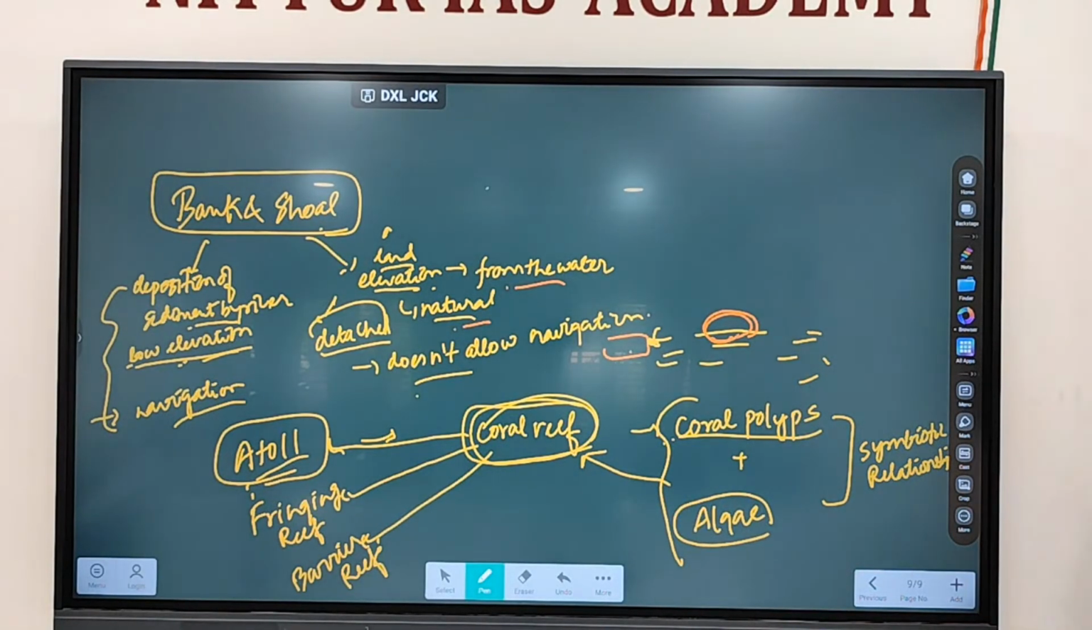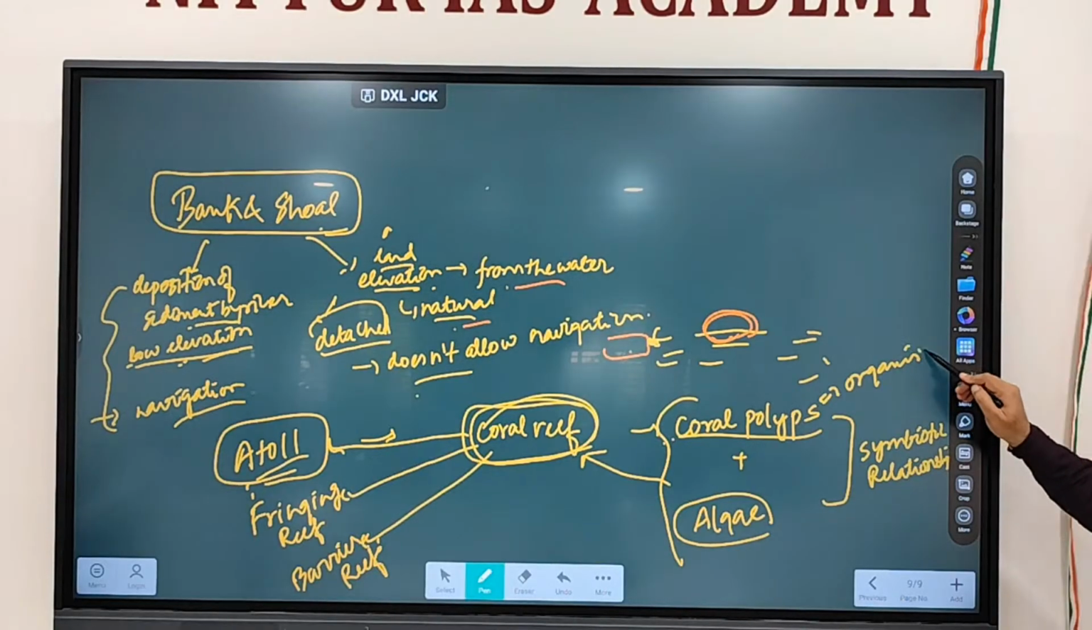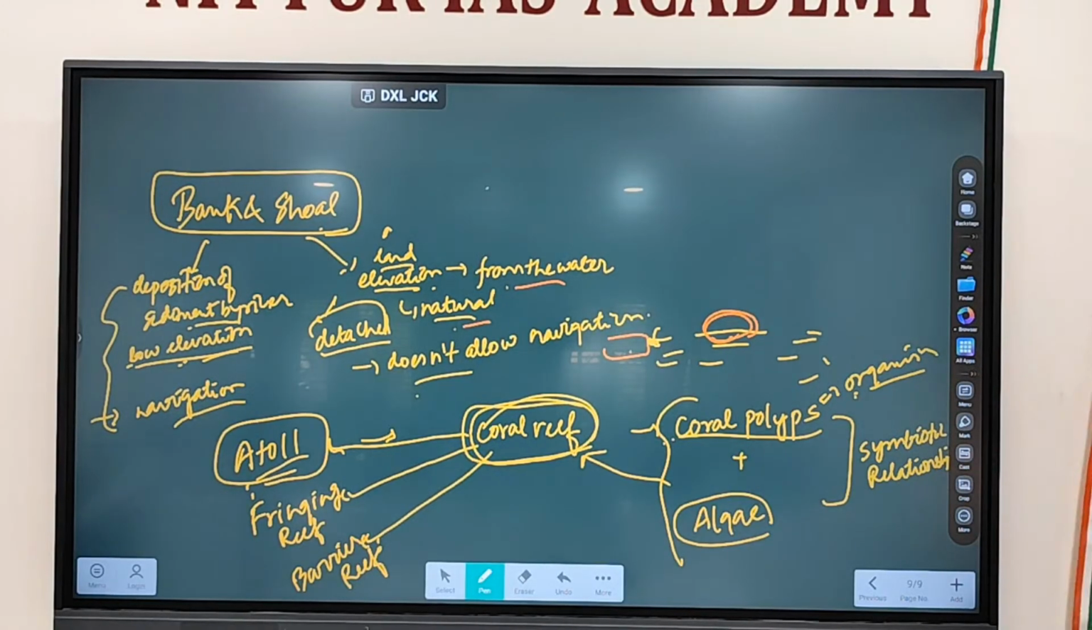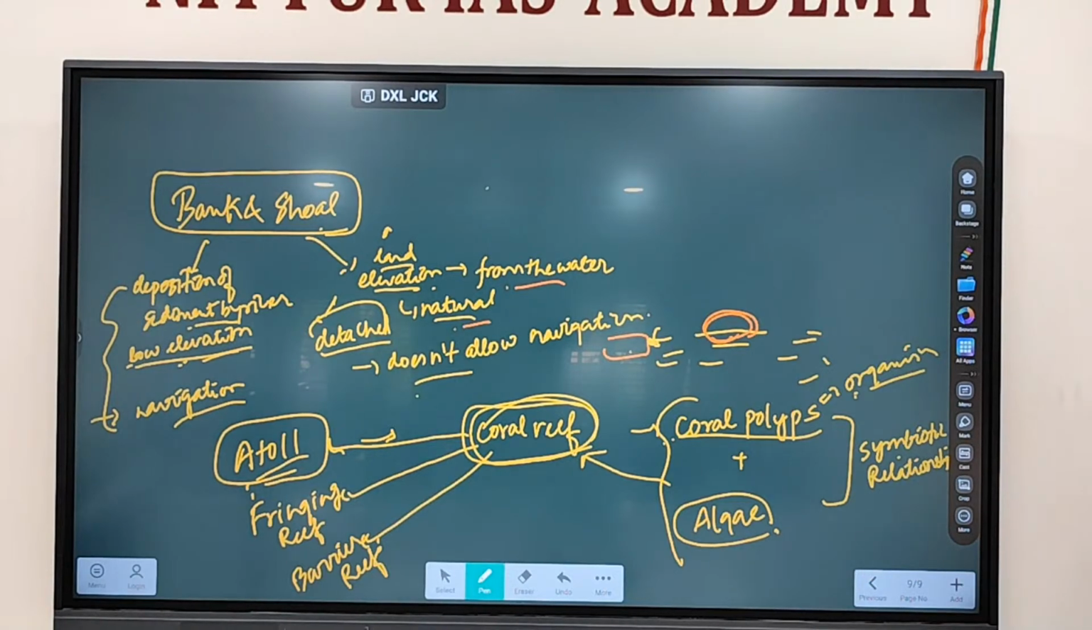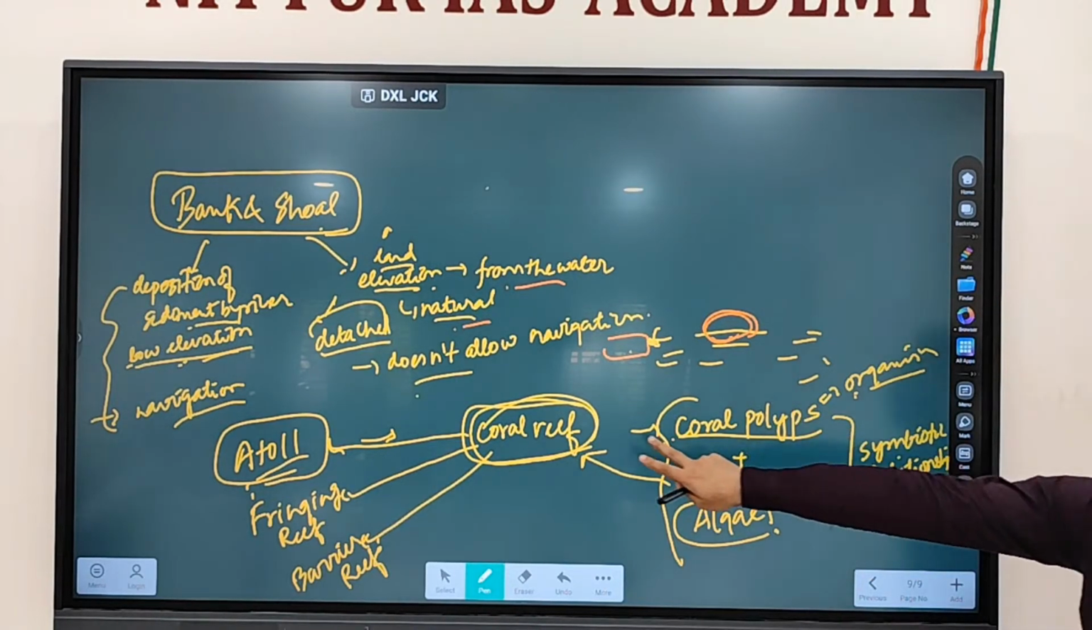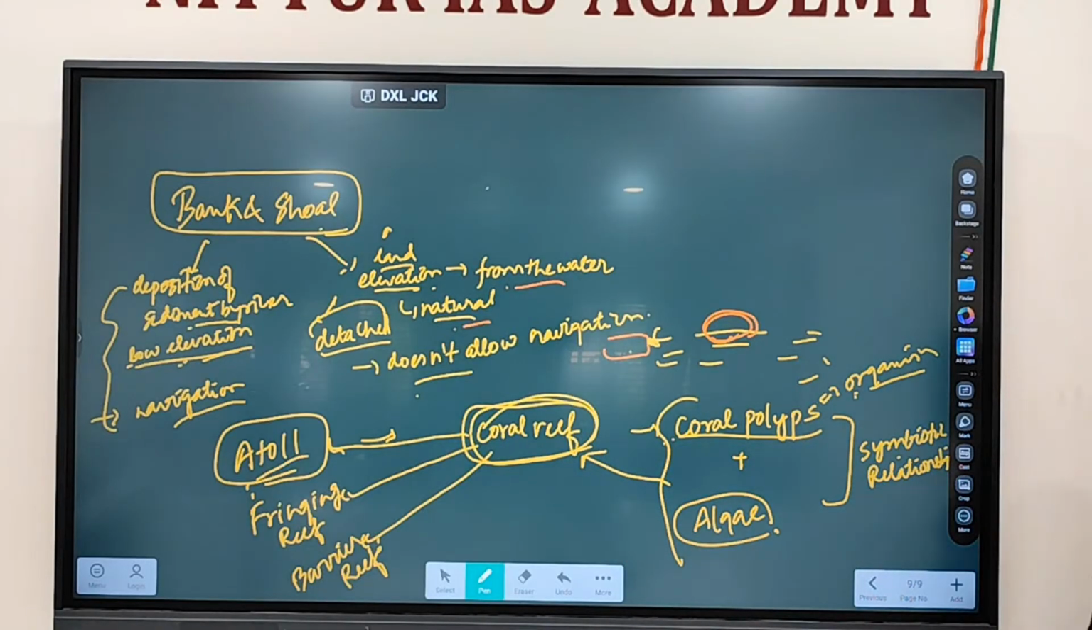So what are coral reefs? Coral reefs are nothing but, when coral polyps, which are organisms under the sea, exist in a symbiotic relationship with whom? Symbiotic relationship with the algae. This combination is referred to as what? This combination is referred to as coral reefs.